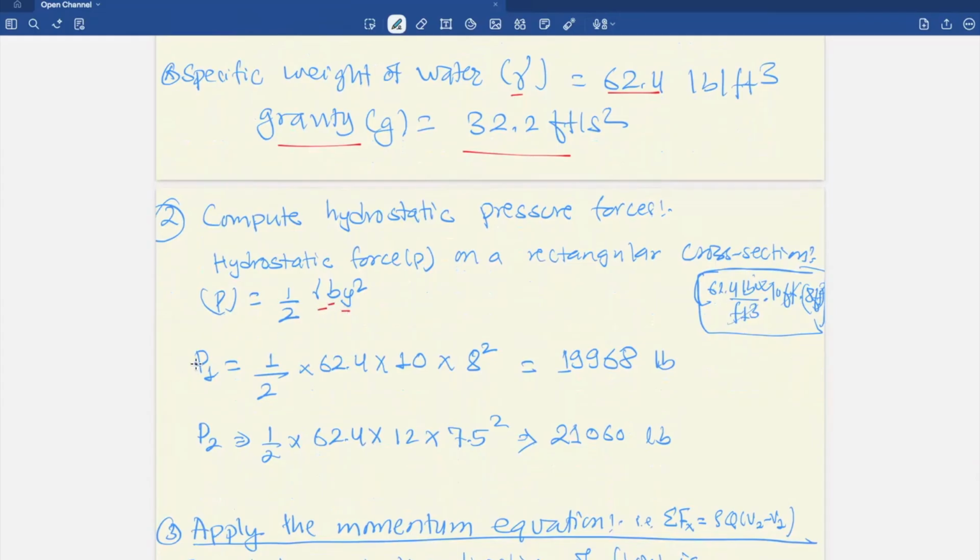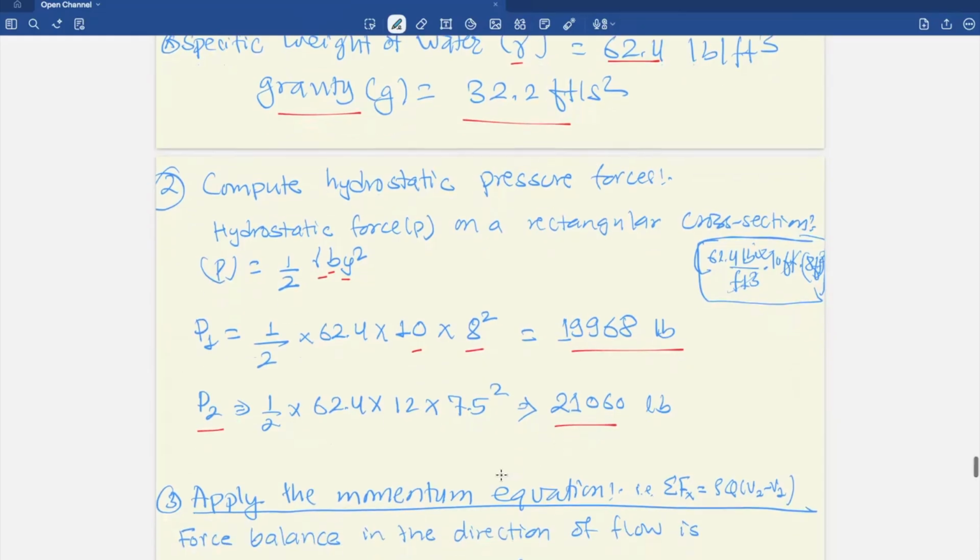Since we know the specific weight, we know B as well, we know Y as well. So for P1, for the upstream part, since our B1 is equal to 10 and our Y1 is equal to 8, we get P1 is equal to 19,968 lb. And similarly for P2, pressure 2, we get 21,060 lb.